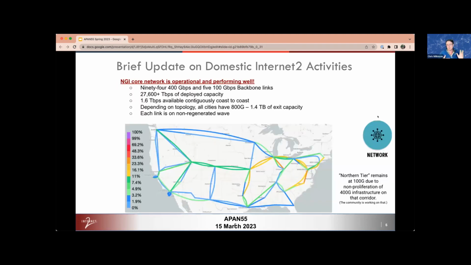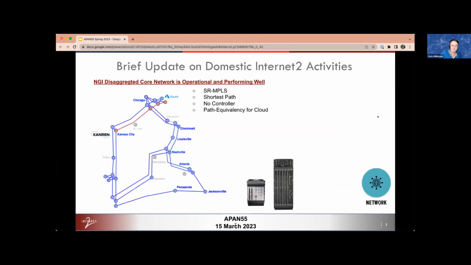I'm going to just touch on our domestic things. Our backbone is performing well. This is our next generation infrastructure backbone. It consists of 94 400 gig links and a handful of 100 gig links. There's effectively 27,000 terabits per second deployed capacity nationwide. There's 1.6 terabits per second coast to coast. And all cities, all DMARCs, have 800 gigabits per second, up to 1.4 terabits per second exit capacity. So a lot of capacity transiting the United States.